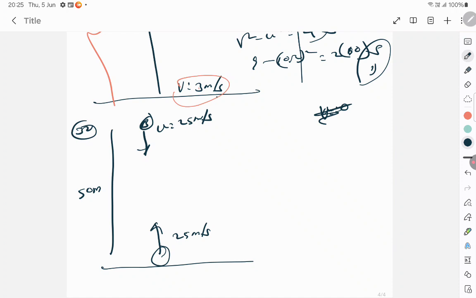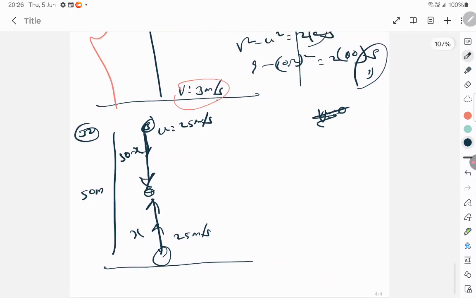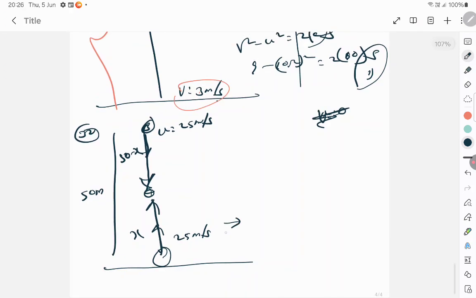At some point, both the balls are going to collide. Correct? Let's consider that this distance is x. So this distance will be 50 minus x at which they both are colliding. We can't say equal distance because it depends on the velocity. The ball thrown up will only decelerate also. No? That will accelerate. So this is x and this is 50 minus x. And you can find what is this.